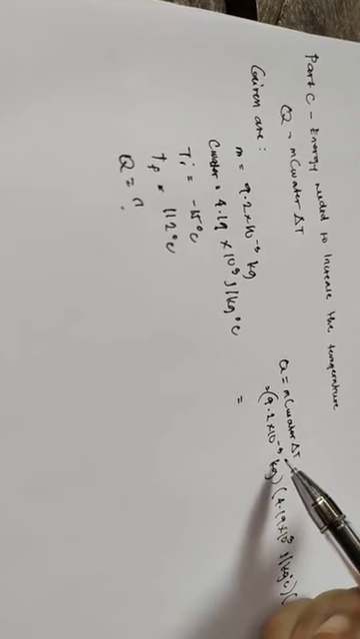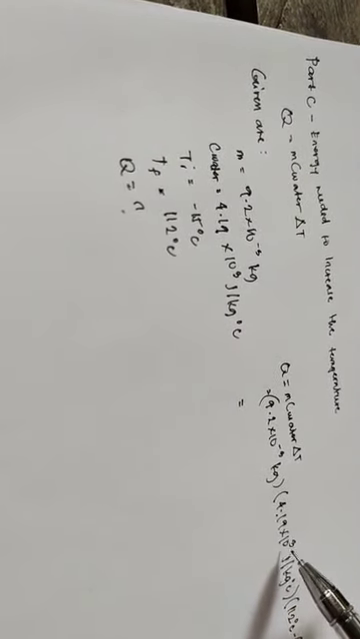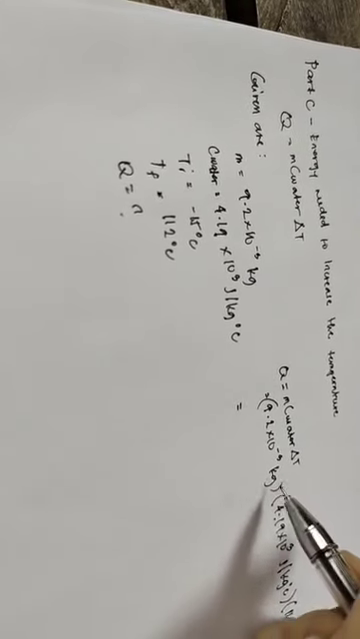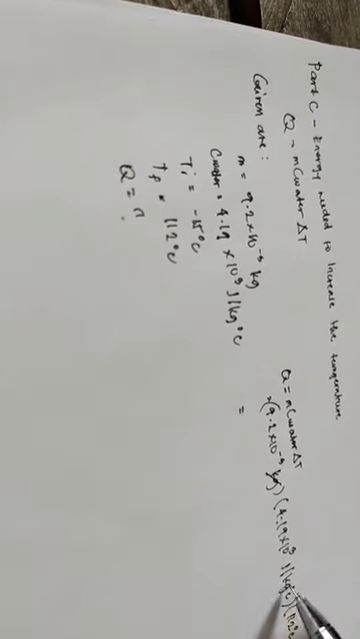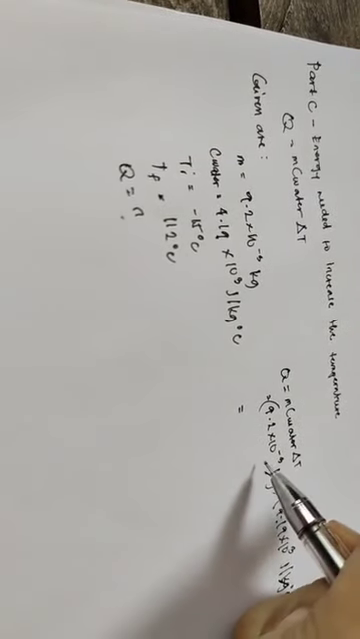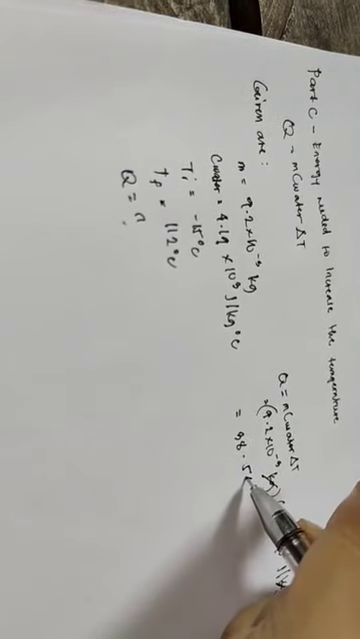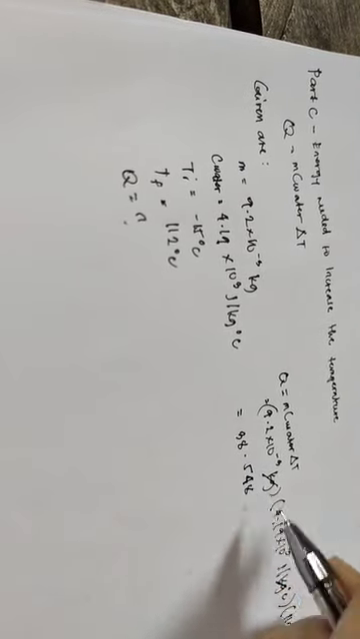So let's solve it. 9.2 times 10 raised to the power of negative 3 kilogram times 4.19 times 10 raised to the power of 3 joules per kilogram degrees Celsius. So we need to cancel out first the same unit. So the answer of it is 38.548 joules per degree Celsius.